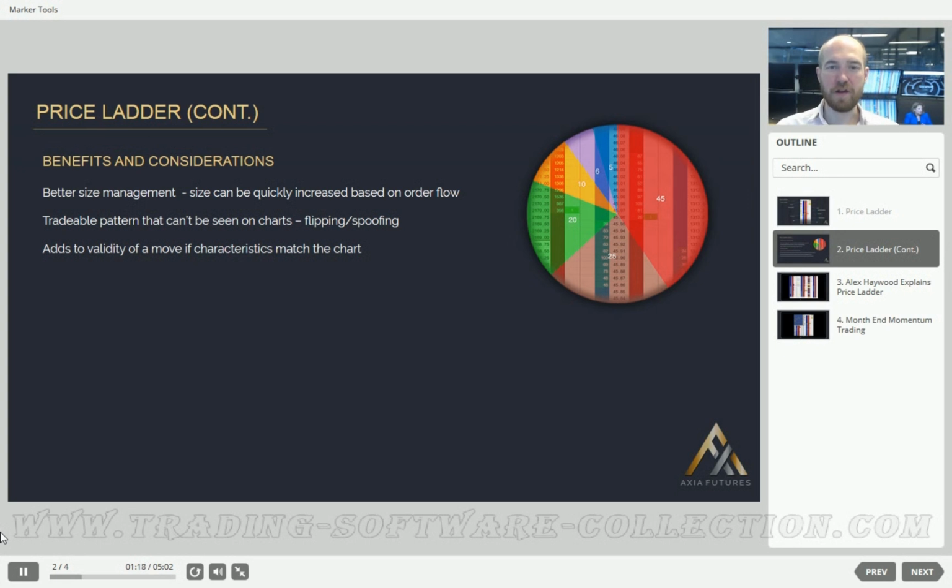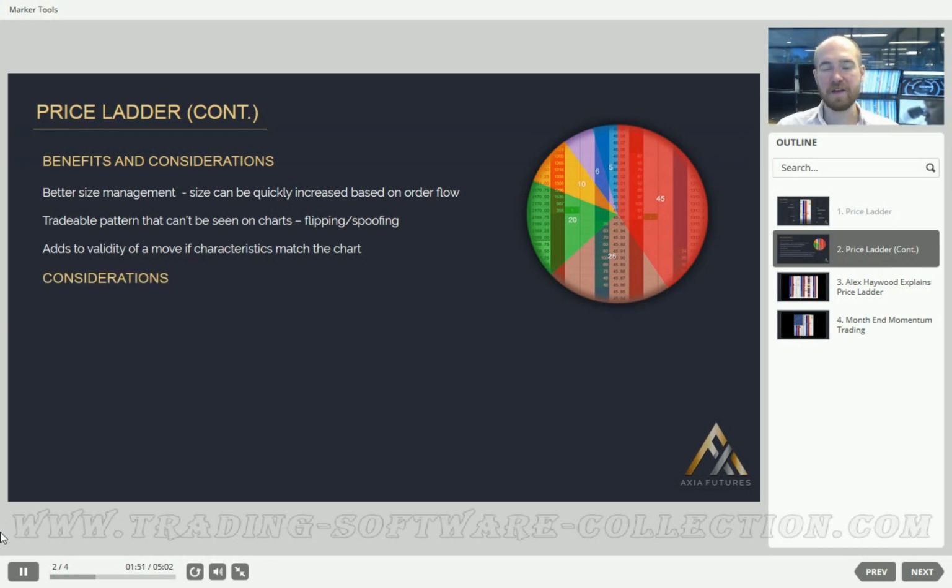And also what it really does, a big benefit here, is it adds validity to a move. You may have a level on a chart where, if we break the level, you expect acceleration, you expect the market to move onwards. The ladder will tell you whether this is actually looking likely. So if you do get that acceleration of order flow, volume, that tells you you're right, and just adds to your confidence in a trade, and again gives you that opportunity to increase size on a break if that's the strategy that you're using. Next up, just a few considerations.